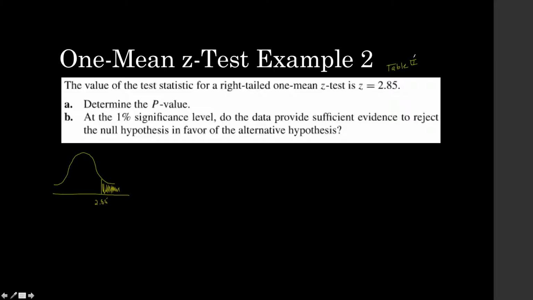2.85, if we look up 2.85, that's going to be 0.9978. Now, 0.9978 is obviously all of this area here. This is 0.9978.